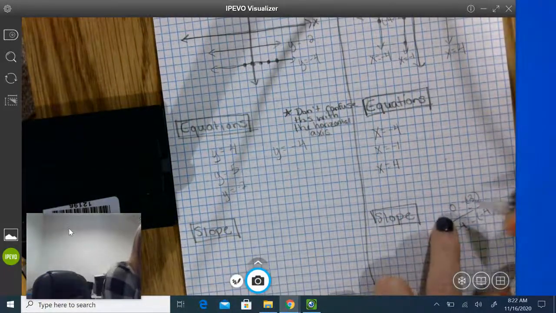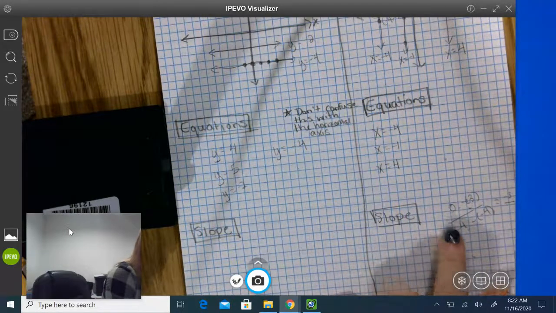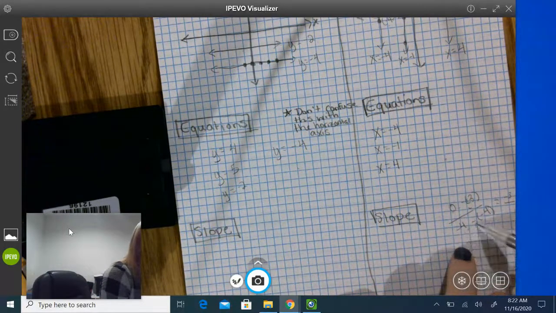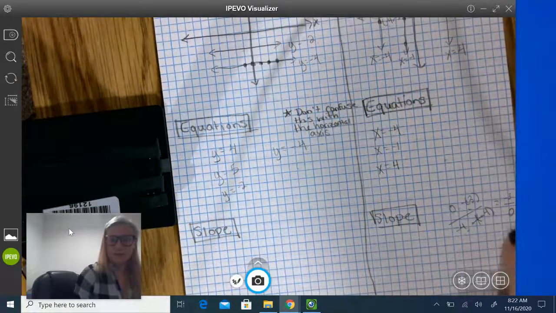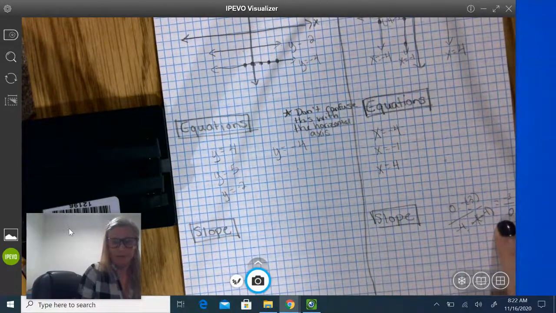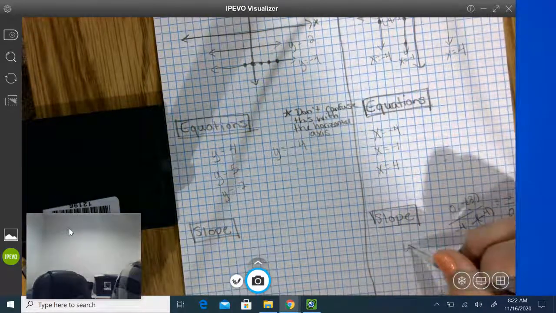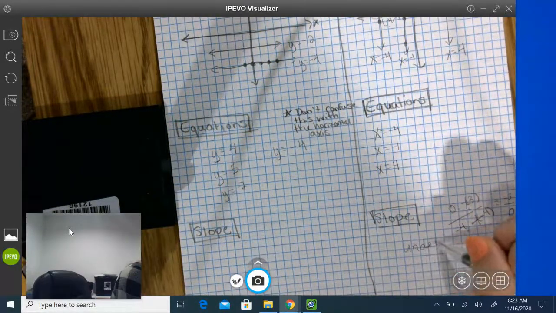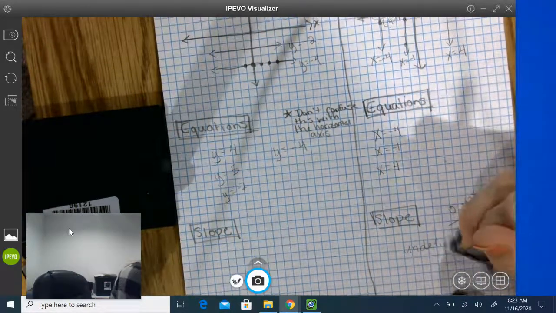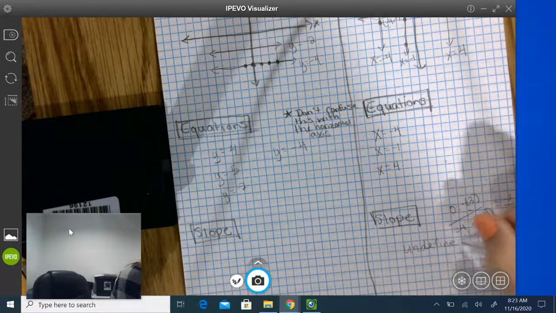So 0 minus 3 would give me -3. And -4, remember, minus a negative is really a plus, so -4 plus 4 is 0. Okay, that's a little bit strange to us, right? Whenever 0 is in the denominator, because it's not possible to divide by 0, what we call that is undefined. Undefined slope.